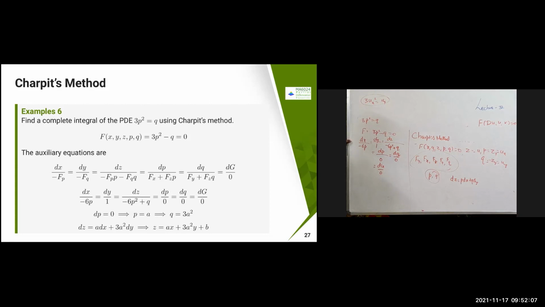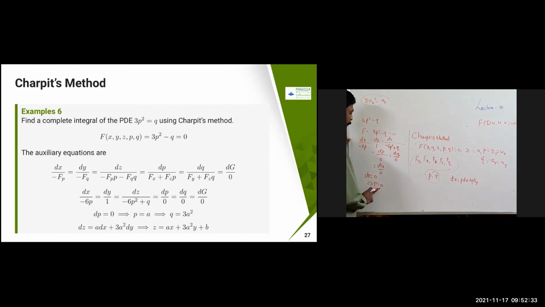Now what do you have to do? You have to solve this. So dp by 0 equal to dx by minus 6p, or whatever equation you can take. Since these are all equal, what you are going to get is dp equal to 0. So dp equal to 0 means you are going to get p is equal to a.